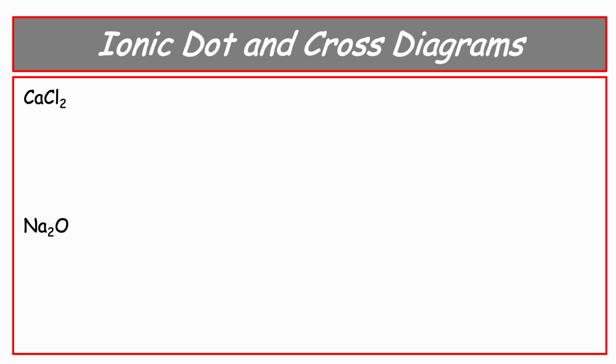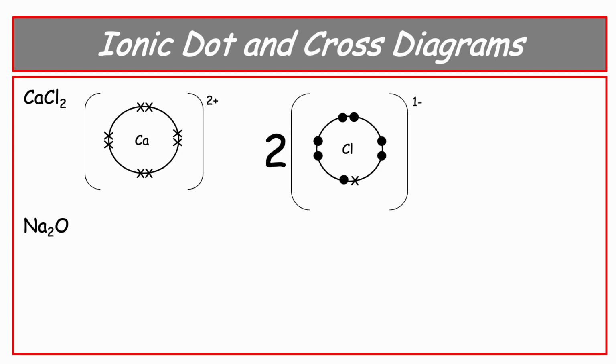So from the last slide, we know calcium has 2 in the outer shell, loses those 2 electrons to get a full outer shell, and forms a +2 charge. We also know chlorine has 7 in the outer shell, so it's going to gain 1 electron. This time it'll take it from the calcium, and we can see that because we've got the cross.